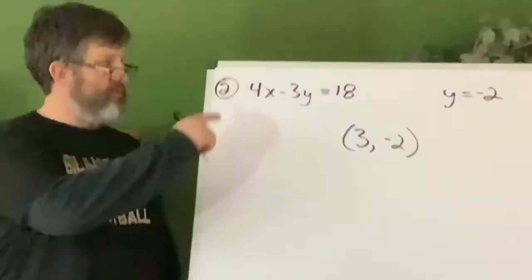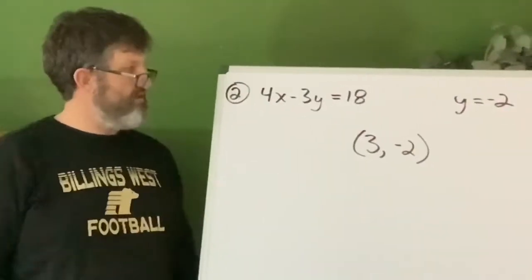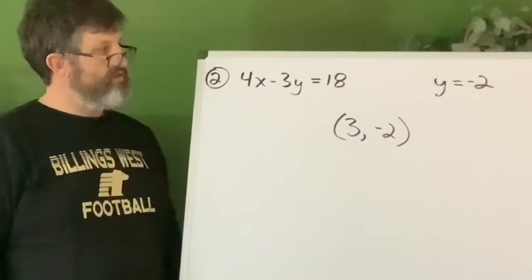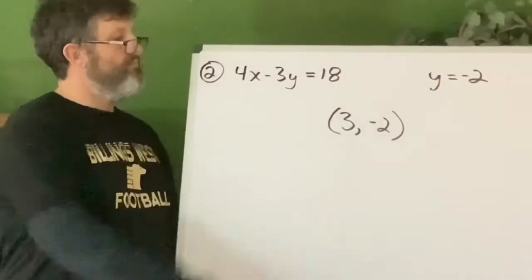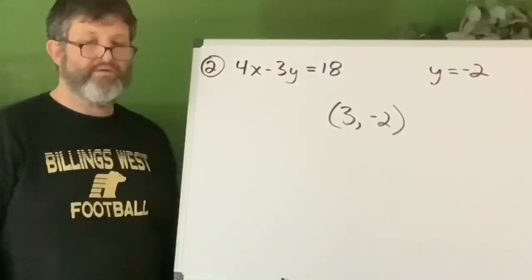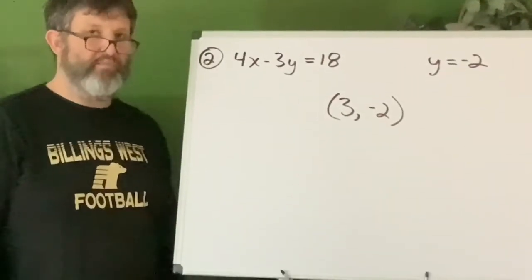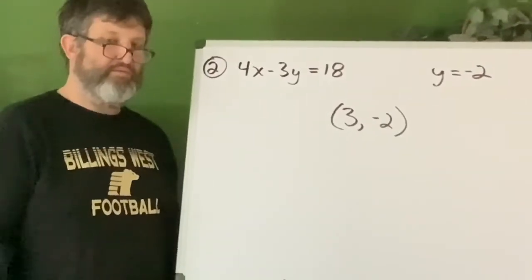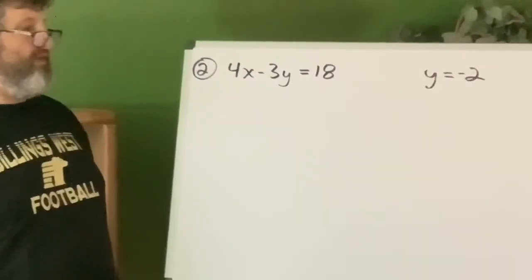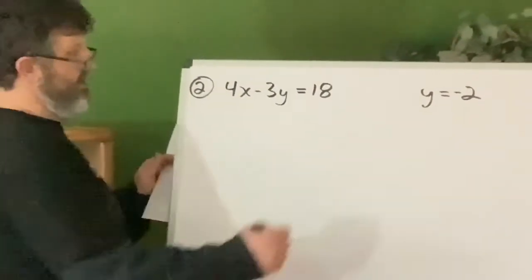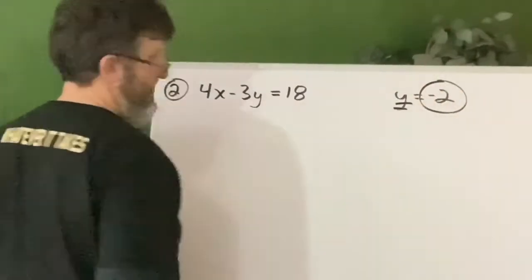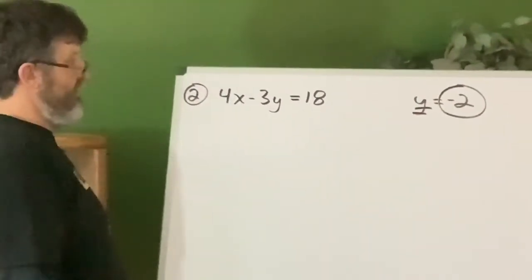Okay, here's problem number 2. 4x minus 3y equals 18, and y equals negative 2. There's your answer. See if you can solve it without my help. Push pause, try to do the whole thing without me. If you don't get it, you can push play again and I'll help you get there. Okay, so the thing that's interesting about this, we already have our naked variable. Whoa, and guess what? It's already solved for. That's nice. It makes life really easy.